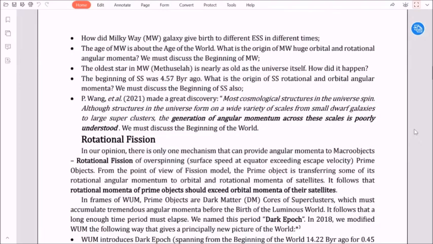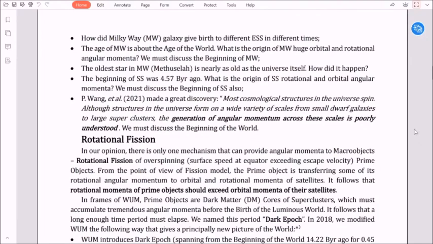How did it happen? The beginning of the solar system was 4.57 billion years ago. What is the origin of the solar system's rotation and orbital angular momentum? We must discuss the beginning of the solar system also.